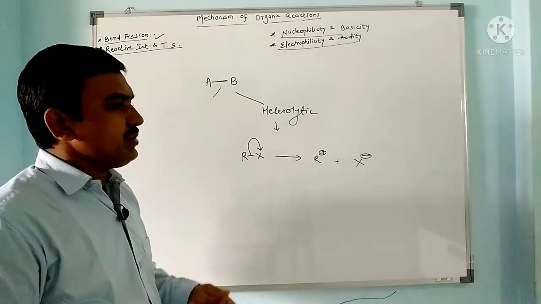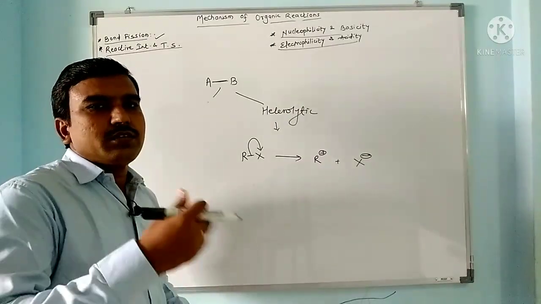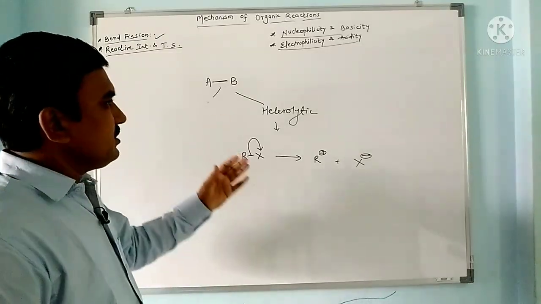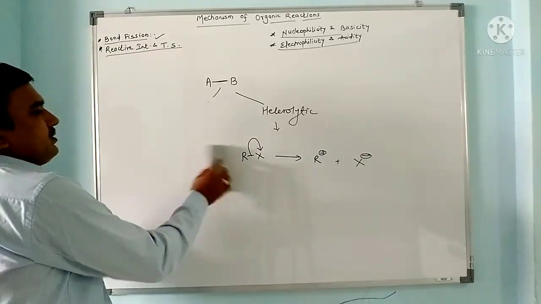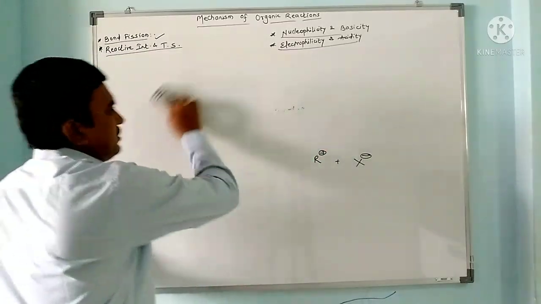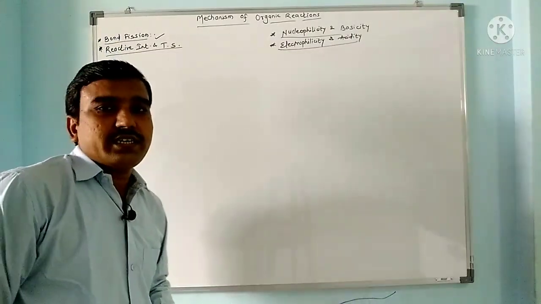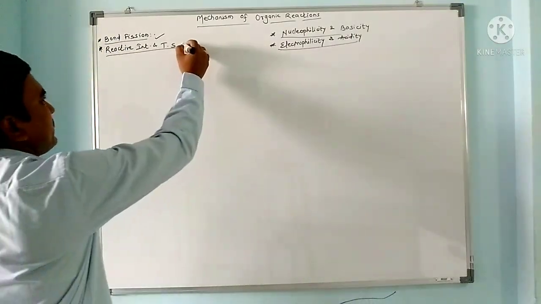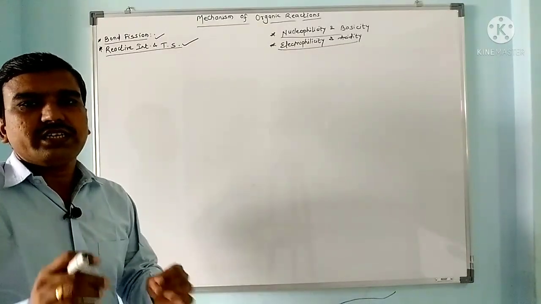We have seen various examples in the earlier videos, in which we also showed the curved arrows, in which we have seen heterolytic bond fission. So this is the fundamental part which is very important for understanding organic reaction mechanism. In the same way, the second is reactive intermediates and transition state. What is a reactive intermediate?